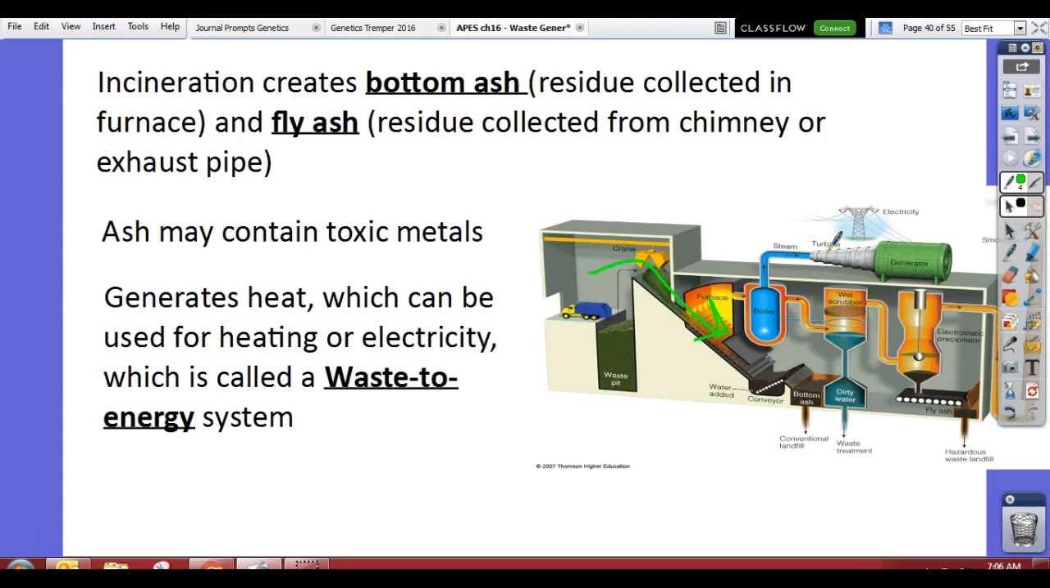We're going to talk more about this when we talk about energy, but know that this is kind of an important principle. You're going to need to know how we generate electricity. Basically, there's always steam and a turbine and a generator. And so usually somehow we end up producing heat to make steam.